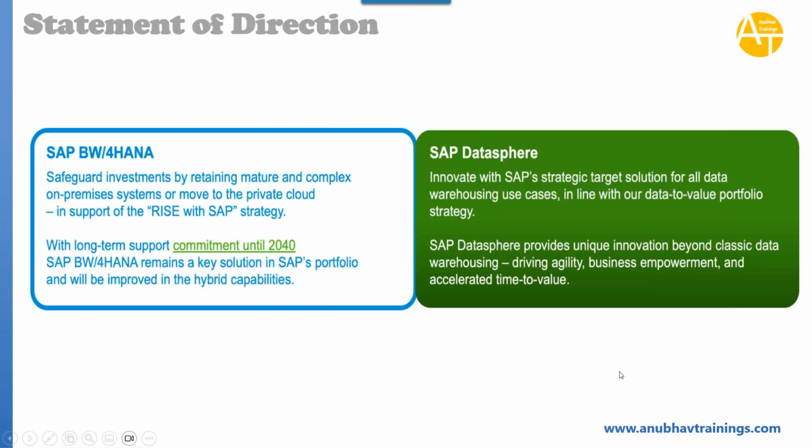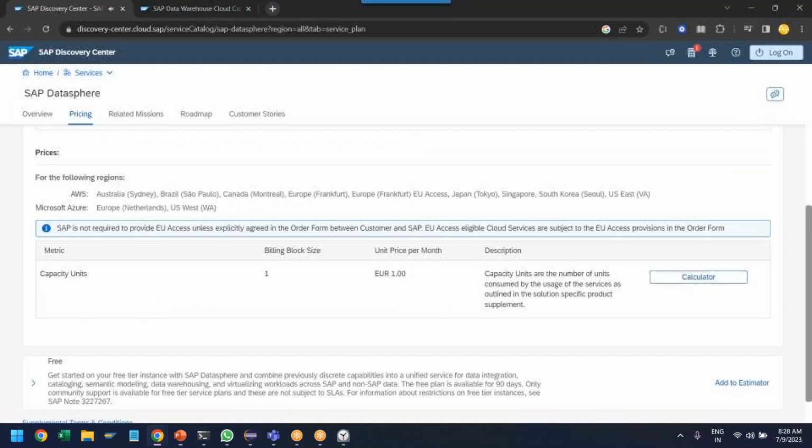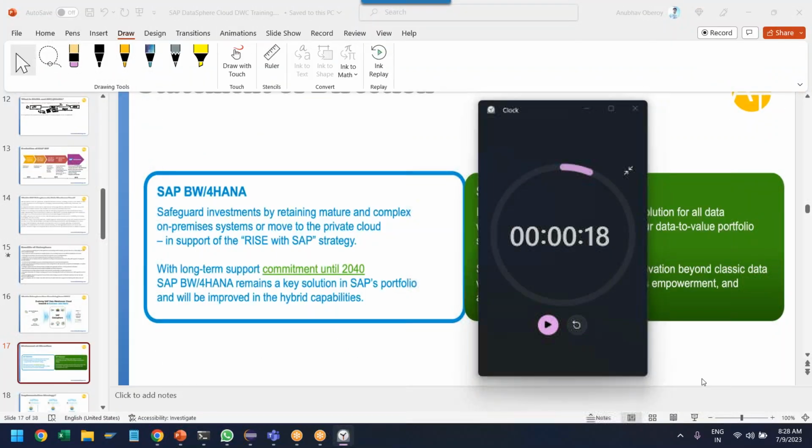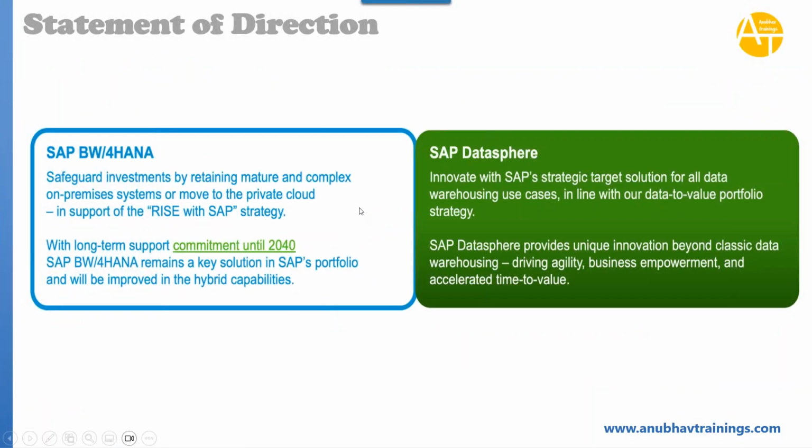Now, what about the statement of direction? Many of the customers and many of the companies are confused because SAP introduced this product. What about my existing systems? What will happen? What about the direction? What if I'm a customer using SAP BW? I'm confused. I don't know what direction SAP is taking me in when they introduce Datasphere.